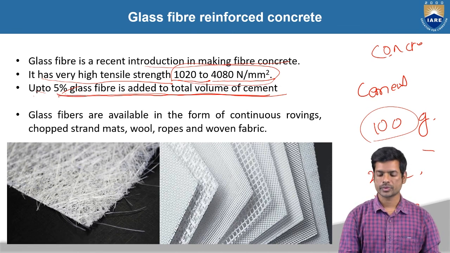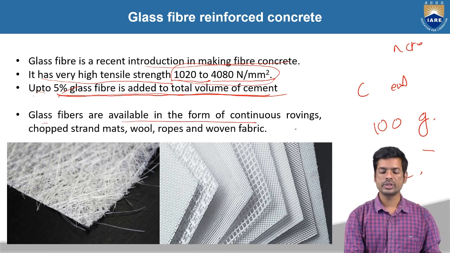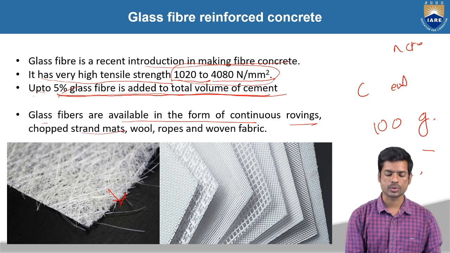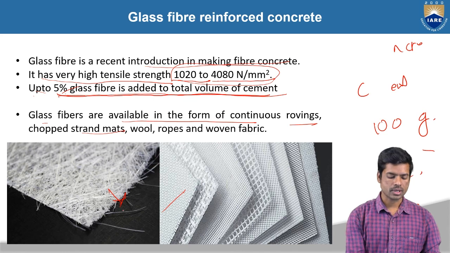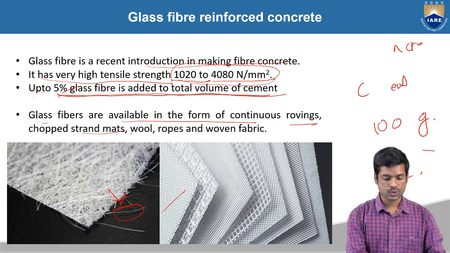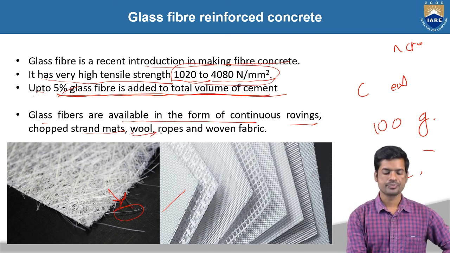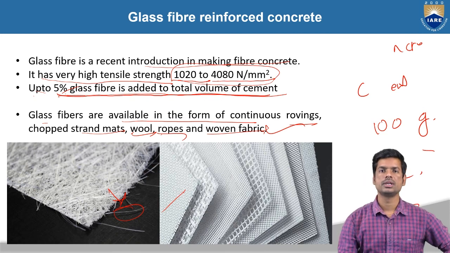Next, glass fibers are available in the form of continuous rovings. These are the rovings. In this form the glass fibers are available, or else chopped strand mats. These are the strand mats which are used in the construction also. Single individual fibers also we can use in the concrete directly. And next, as wool also we are going to use this particular glass fiber in the construction, and ropes and woven fabrics. These are the different types of other products we make by using glass fibers.